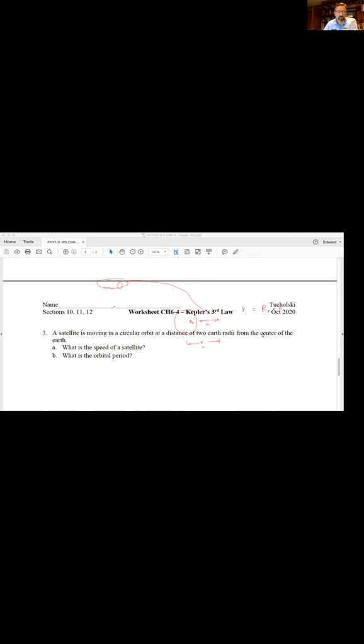All right, and then here's the last problem. The satellite is twice the Earth's radius. Again, you have the same correction, right? H here is exactly equal to the Earth's radius. And so you want to figure out what the speed of the satellite is and the orbital period.